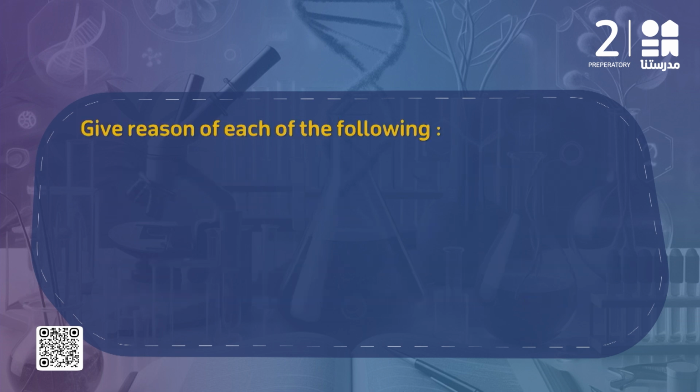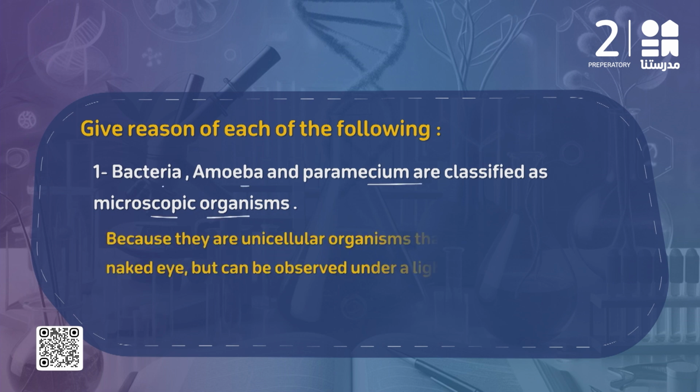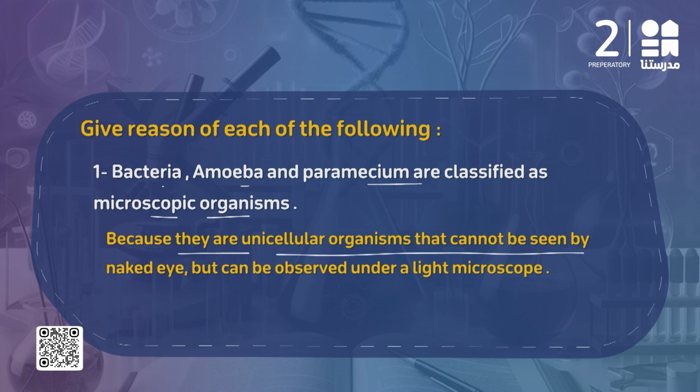Let's start the give reason part. In the first one, you're asked to give reason: bacteria, amoeba, and paramecium are classified as microscopic organisms. Directly, because they are unicellular organisms, we couldn't see them with the naked eye, and we can only see them under the microscope. So, because they are unicellular organisms that cannot be seen by the naked eye, and they are observed under a light microscope.